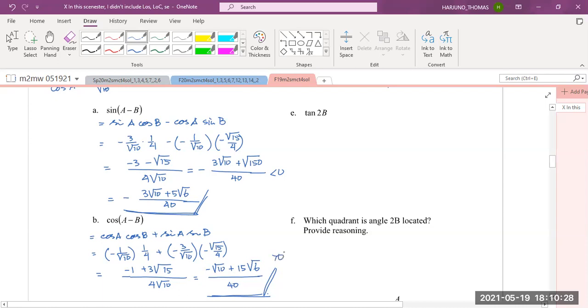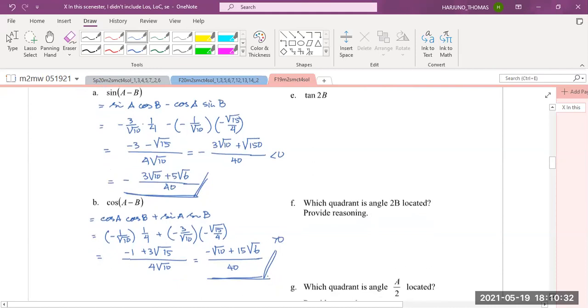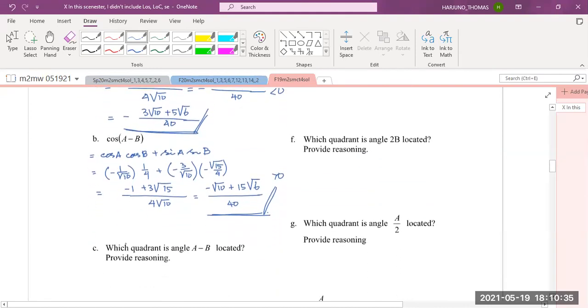Now, why do I want to know the positive, negative? Well, because then from there we can say which quadrant it is located, right? Sine A minus B is negative, but cosine A minus B is positive. So from there, we know A minus B must be in quadrant 4. Okay, you can also say quadrant negative 1 if you want.